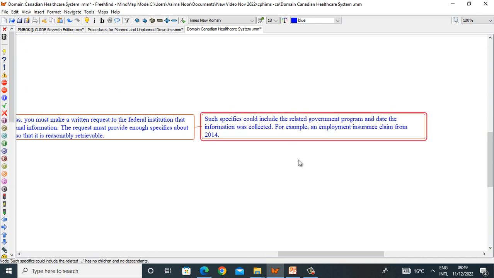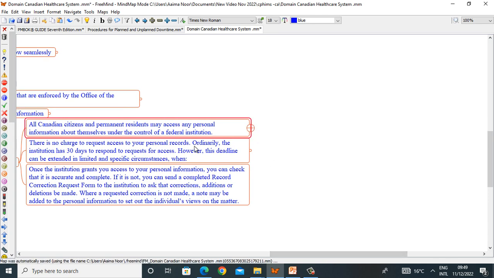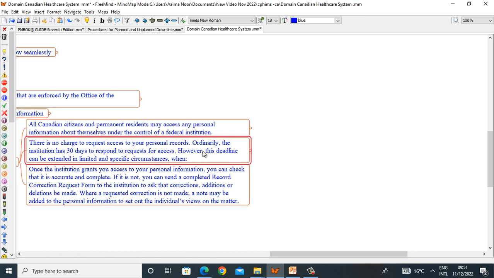Such specifics could include the related government program and the date the information was collected, for example an employment insurance claim from 2014. There is no charge to request access to your personal records. Ordinarily, the institution has 30 days to respond to a request for access.